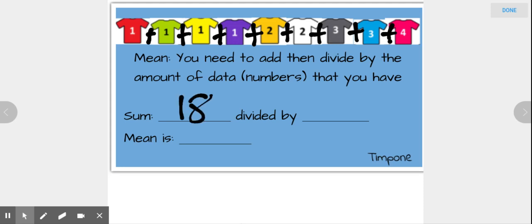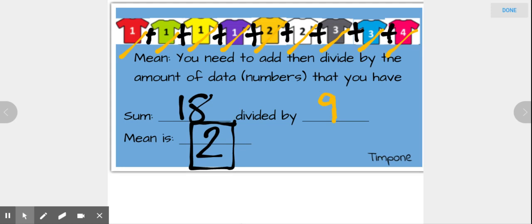And I'm going to divide it by the amount of numbers that I have. So I have 1, 2, 3, 4, 5, 6, 7, 8, 9 numbers. So it's going to be 18 divided by 9. And when I divide 18 by 9, I will get my mean. So my mean is 2. This is my answer for my mean.